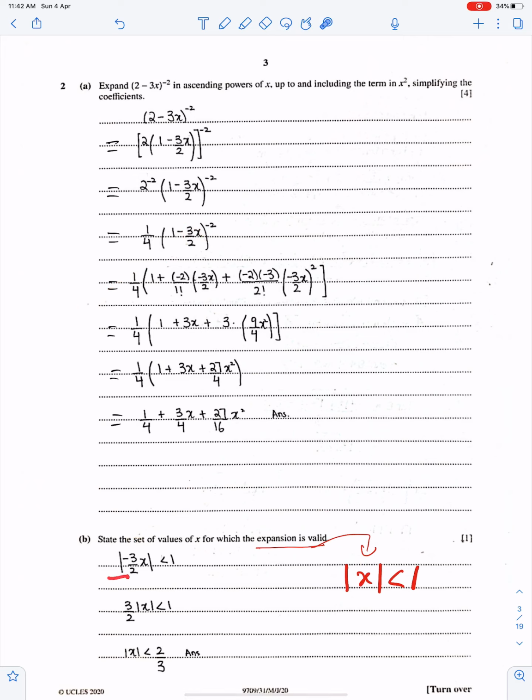Bring minus 3 upon 2 outside the bracket, modulus. When you bring this outside the modulus, it will become positive 3 upon 2, because modulus converts negative into positive. And modulus x is less than 2 upon 3. Always use this inequality rule to get the values of x for which the expansion is valid, and always use the second term here.